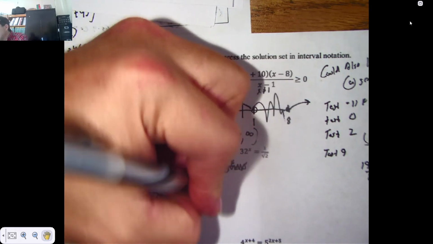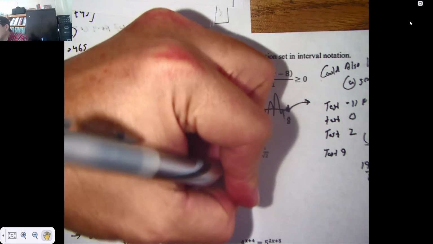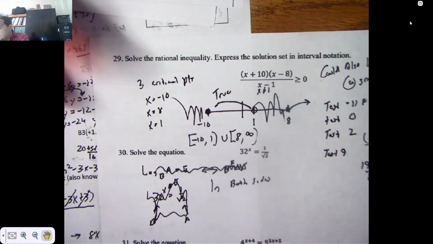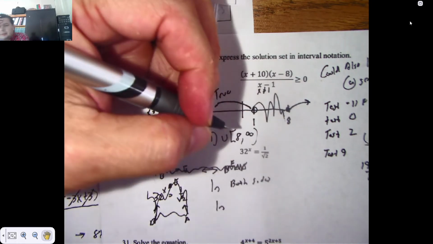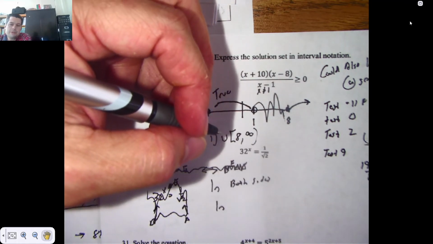I'm going to use a technique called ln both sides. All right. You're probably like, what's ln? Well, just look at your calculator. It stands for natural log. The natural log of 32 to the x is equal to the natural log of 1 over a root of 2.